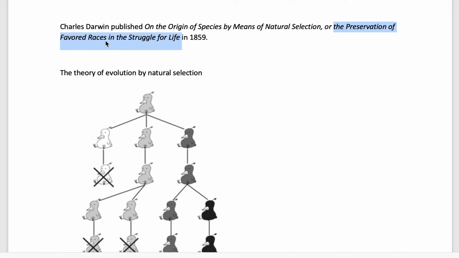When he's talking about favored races, he's not talking about human skin pigmentation. That's not what he's talking about. When he's talking about different races, he's talking about different species, different subspecies of plants and animals. So just to clarify that.